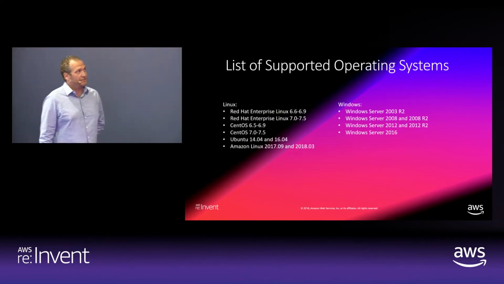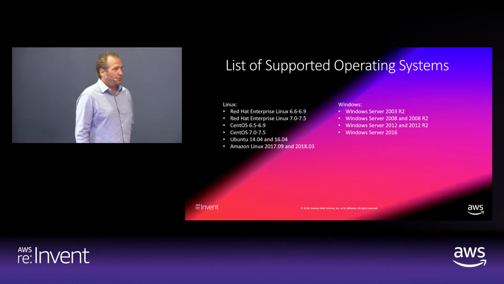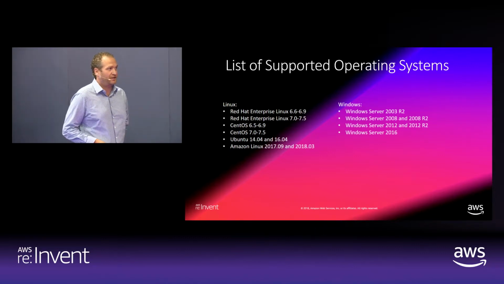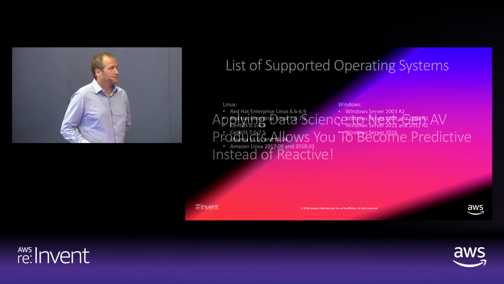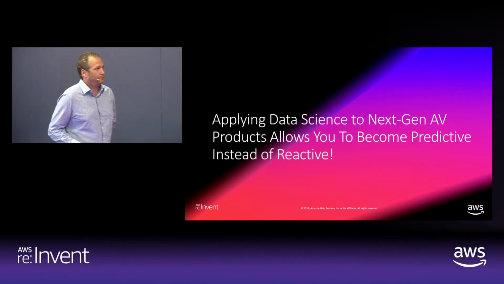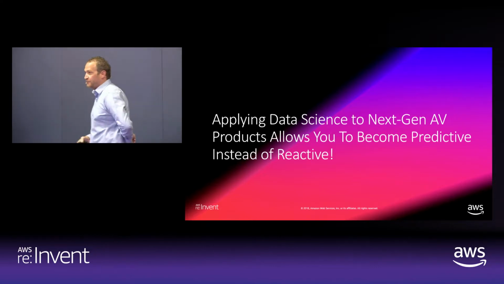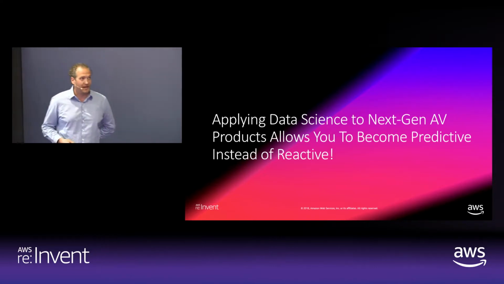Here's a list of supported operating systems we have. The one thing I didn't put on the edits here is that Amazon Linux is not due out until December, but everything else you see on here is out currently. So let me kick that demo off and show you the predictive advantage of it in action.